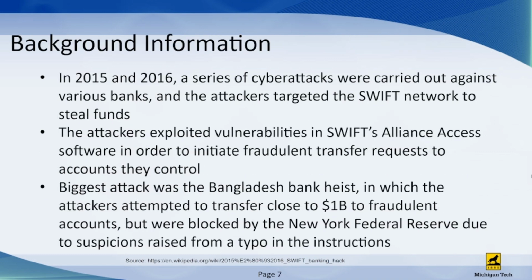A little bit of background information. In 2015 to 2016, cyber attacks targeted banks via vulnerabilities in Swift's Alliance Access software. Attackers used these vulnerabilities to initiate fraudulent transfers. The first notable incident was the Bangladesh Bank heist, which involved a transfer of nearly $1 billion. A typo in the instructions raised suspicions and blocked most of the transfer.